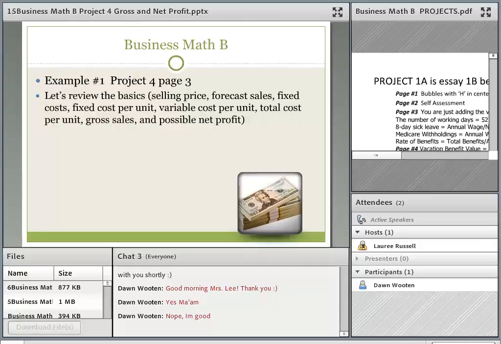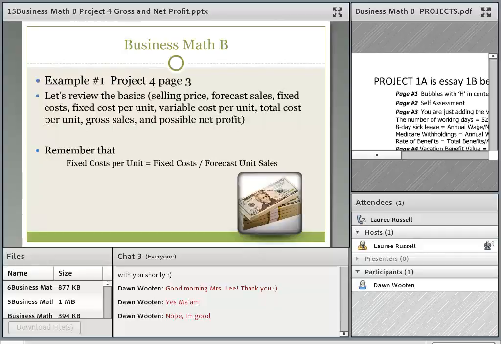Fixed costs are the ones that are the same per month. Fixed cost per unit is the actual product that you're selling, how much it costs per unit. Variable costs per unit are things that vary. Change. Total cost per unit is adding the fixed and the variable cost. Gross sales are, like I said, everything that comes in, all the income that comes in, all that you sold. And then the possible net profit is all that you sold minus all of the costs, expenses, and that would be your possible net profit.